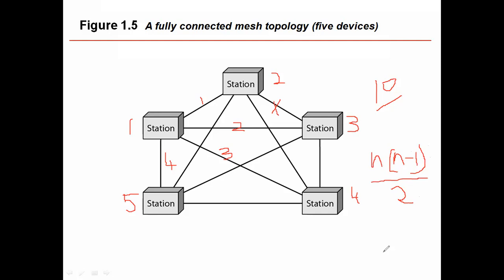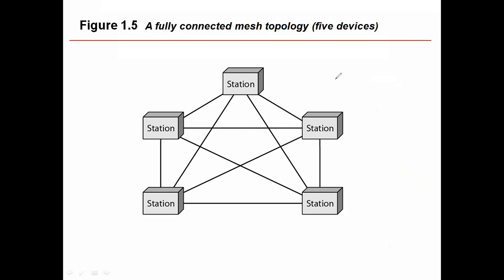Here we have 5 stations, for example. So n is equal to 5. So n into n minus 1 is 5 into 4, which is 20. 20 by 2 is 10. So in total we need 10 links to connect the entire system.